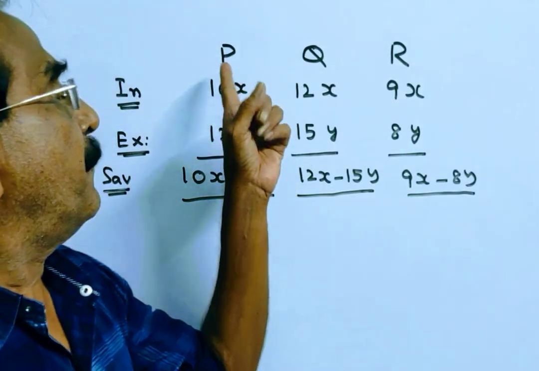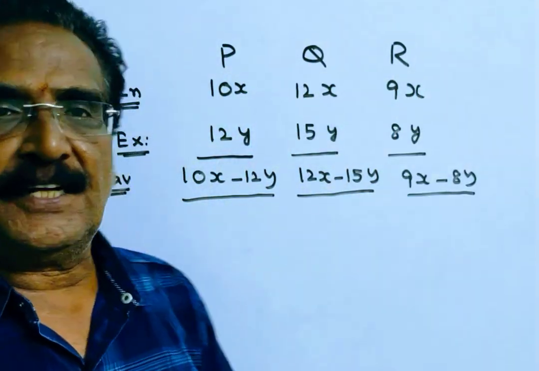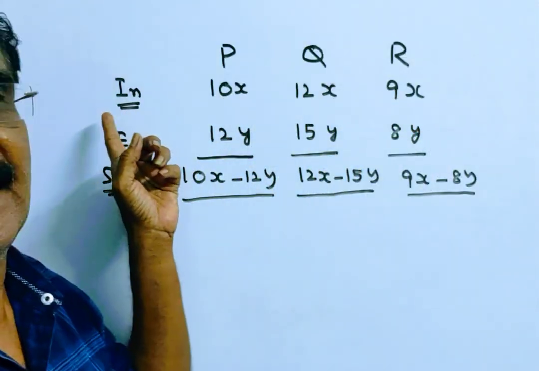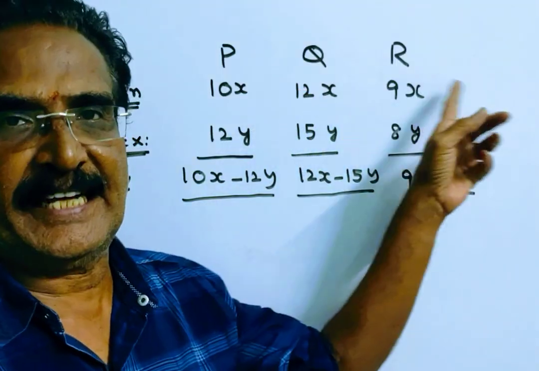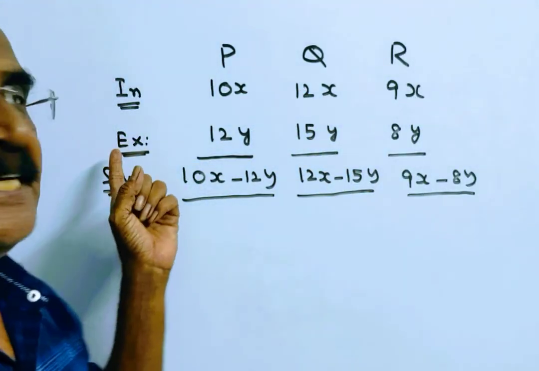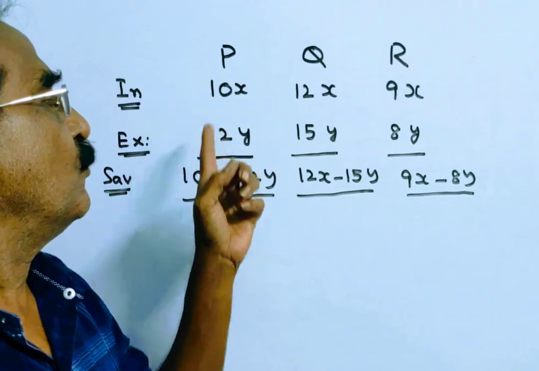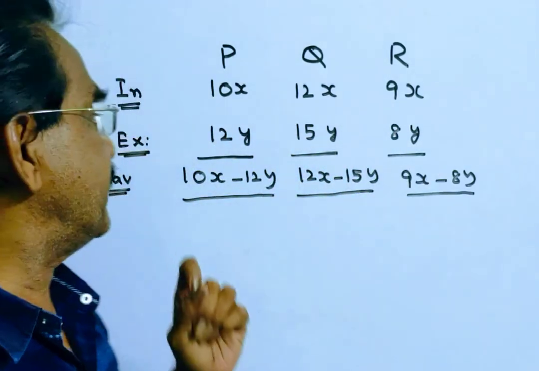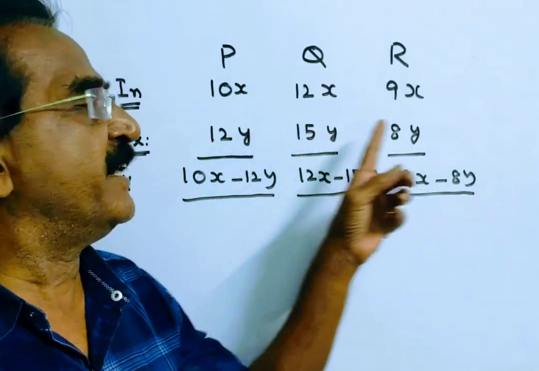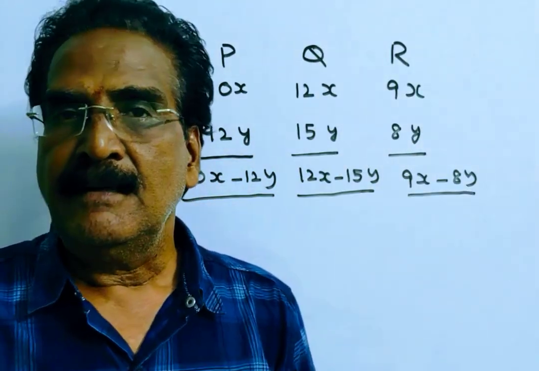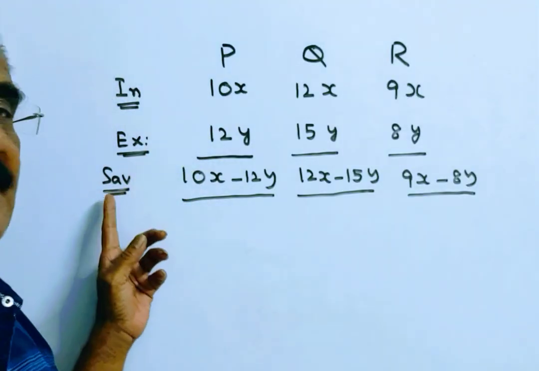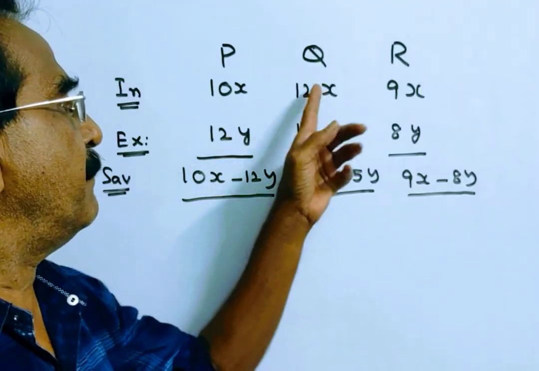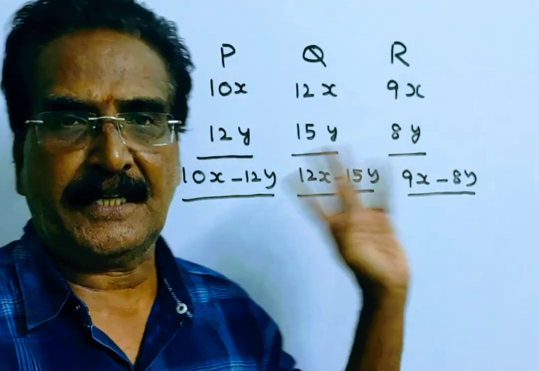Friends, the incomes of P, Q, R are in the ratio 10 is to 12 is to 9. So say their incomes are 10x, 12x, 9x. And the expenditures are in the ratio 12 is to 15 is to 8. So say their expenditures are 12y, 15y and 8y. Friends, now their savings will be income minus expenditure.